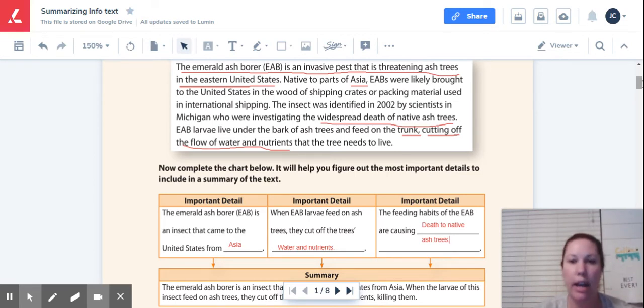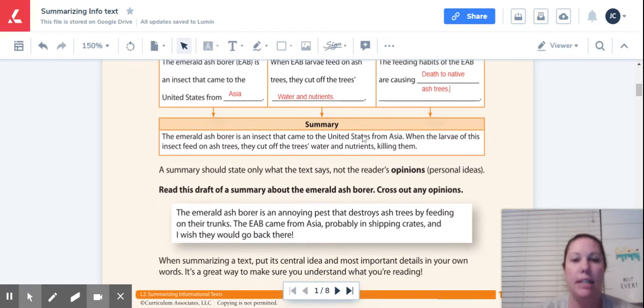All right, so now we have our central idea and we have 3 supporting details. So all we need is one more sentence and we can make our own summary. As long as we put these sentences in our own words, we're not copying.